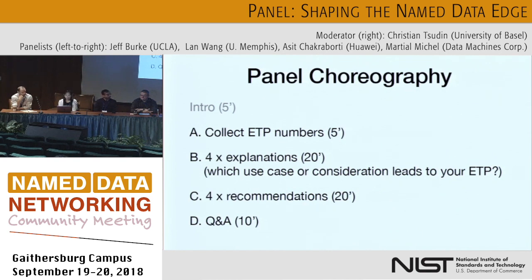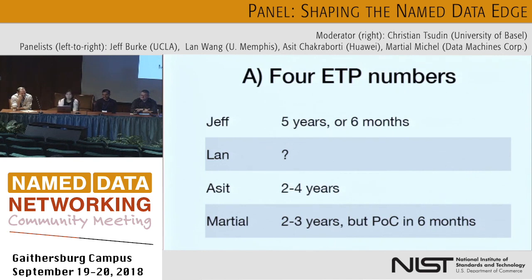Okay, so I think it is a cold start with just the numbers. And this is what I got. Jeff said 5 years or 6 months. He will explain why. Lan said 2 to 4 years, and we have for Michel 2 to 3 years, but a proof of concept could be done in 6 months. So there's some convergence, some question marks. Let's see how that plays out. And now, the very immediate flip to the first slide.